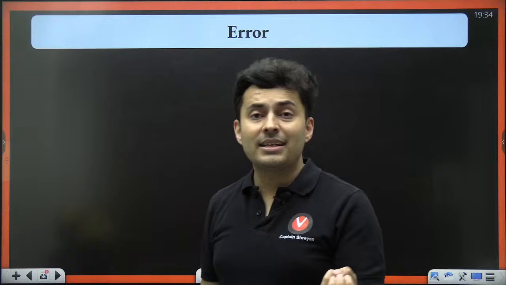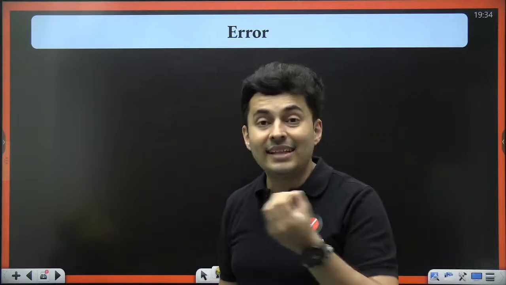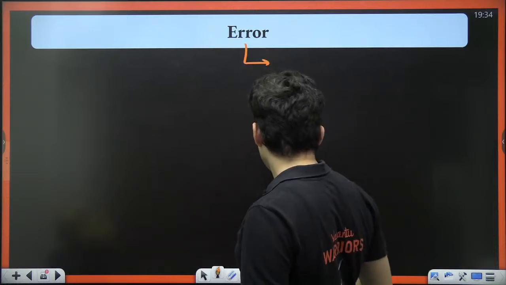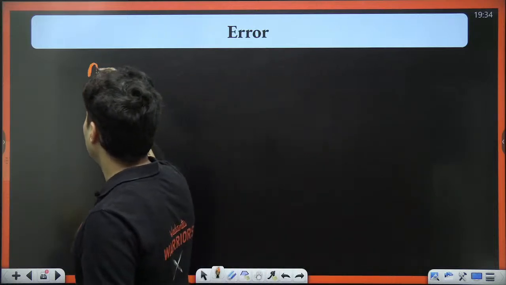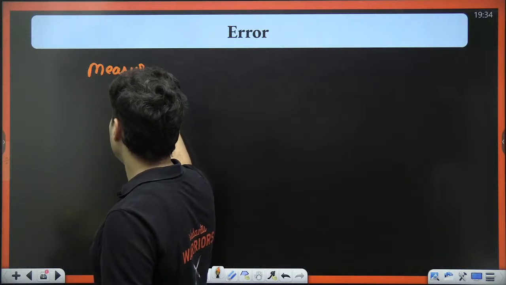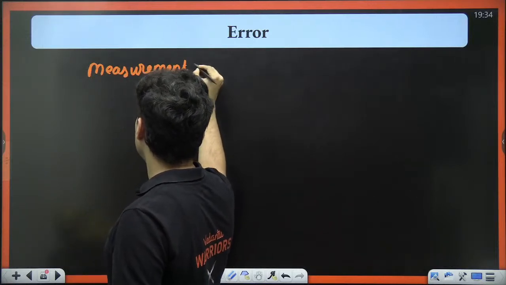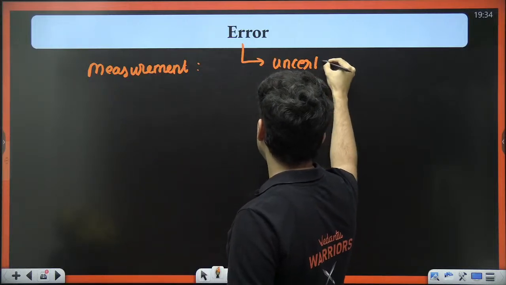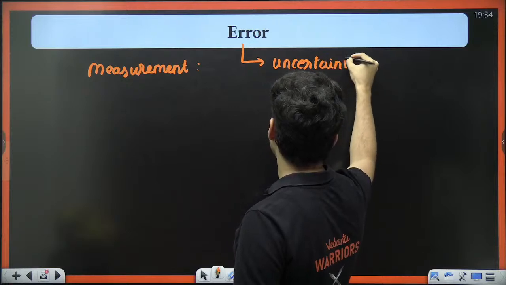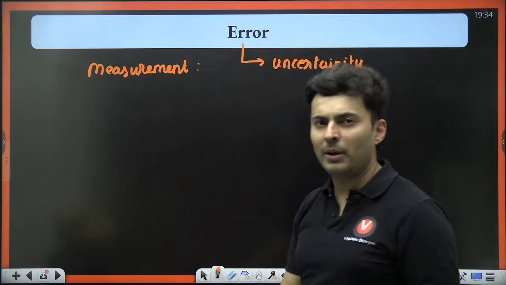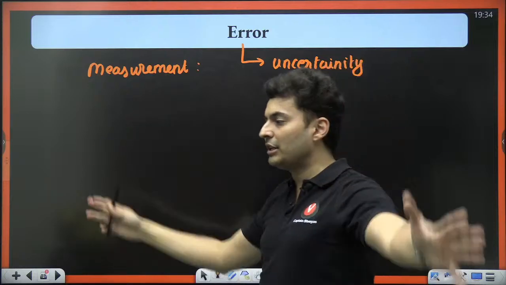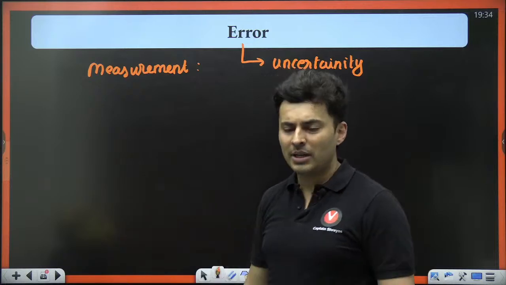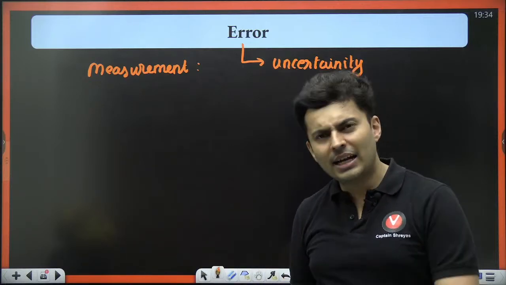Error is basically the uncertainty in the measurement. When I say there is an error, any kind of measurement that you do will have a certain amount of uncertainty. No matter which instrument you use, whatever you do, there will be some anomaly, there will be some margin of error, and that is accepted.